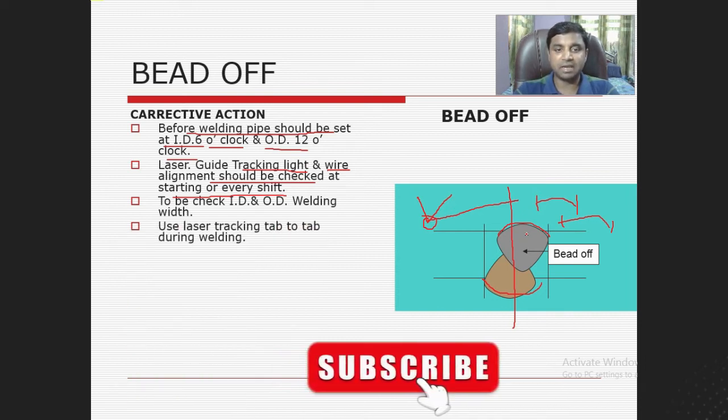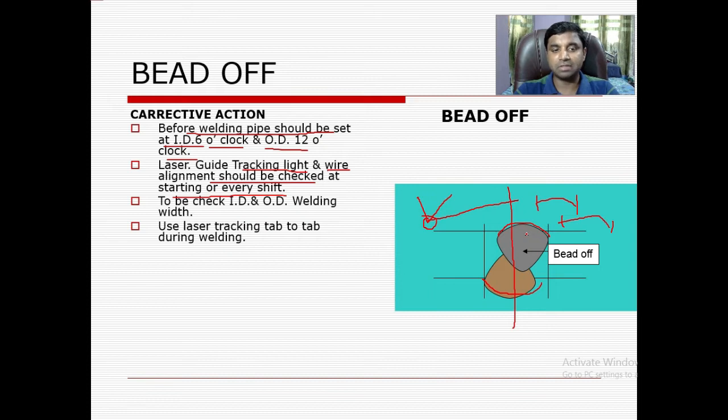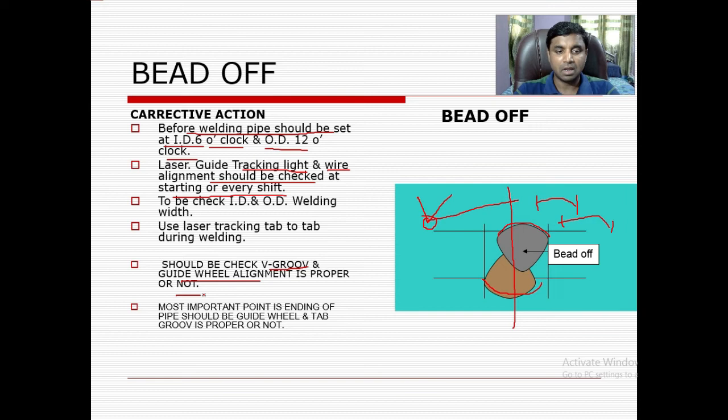Use laser tracking tab to tab during welding. So you have to check the laser tracking tab to tab. It should be checked from the V groove guide whether the alignment is proper or not. So in the V groove you have to check whether the guide wheel alignment is proper or not. And the last and most important point is that at the ending of the pipe, the guide wheel and tab groove should be proper. So this is the bead off.